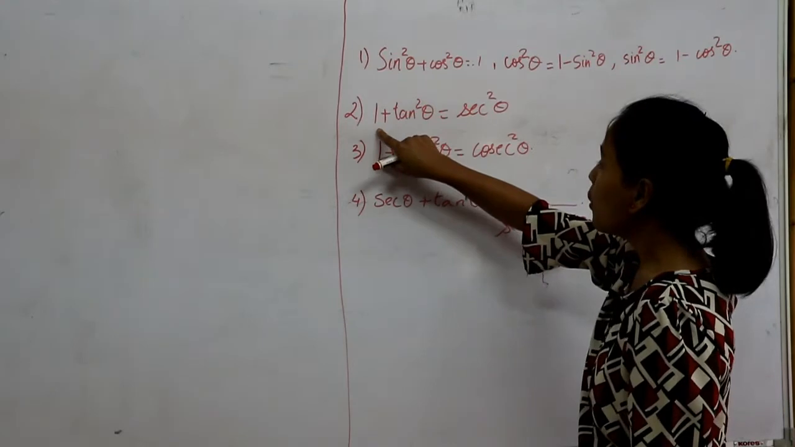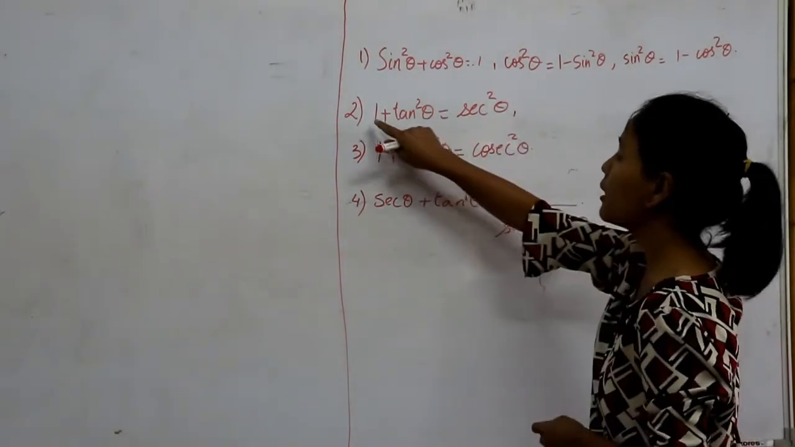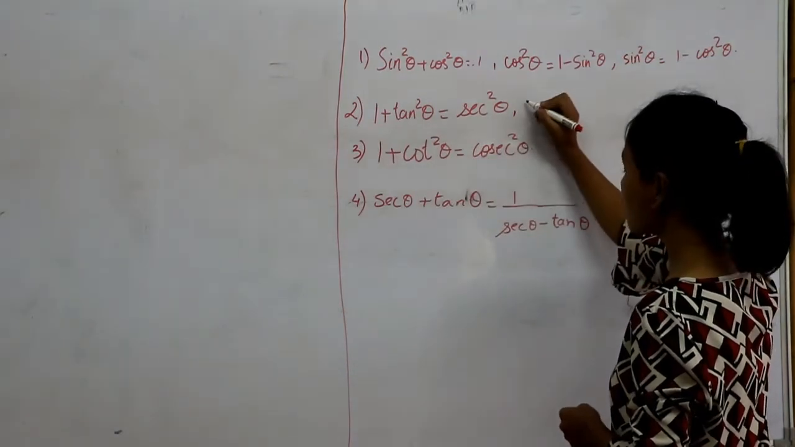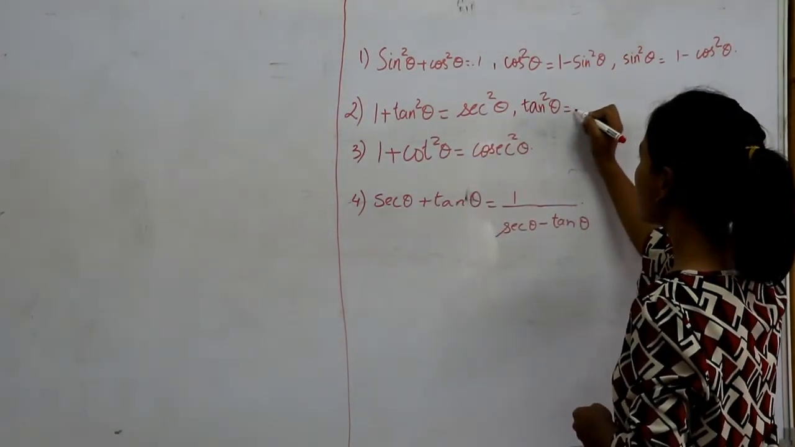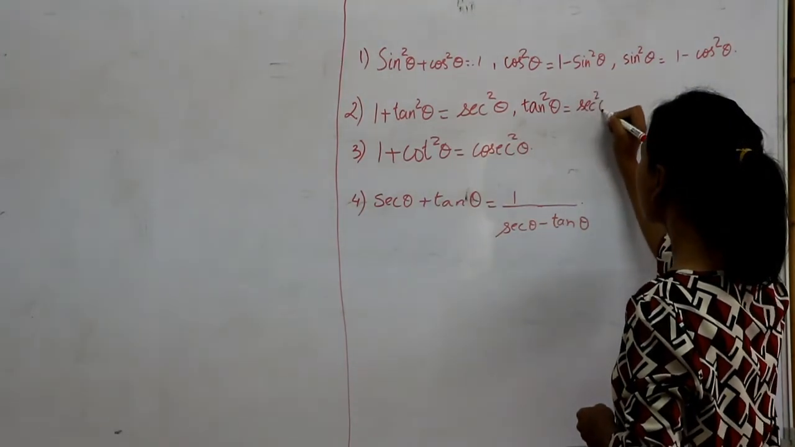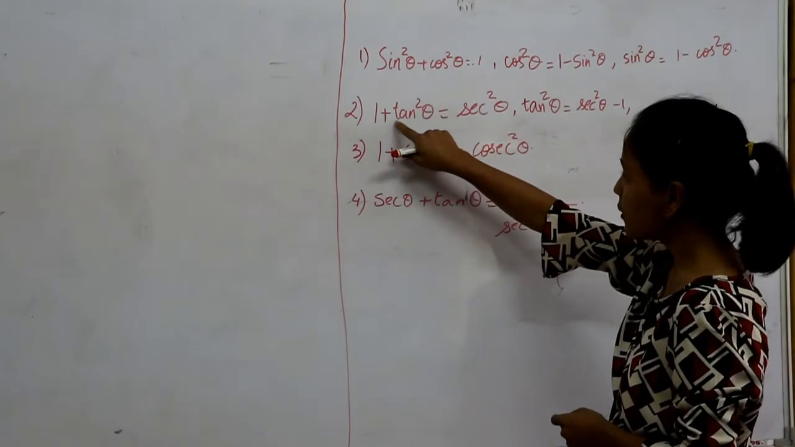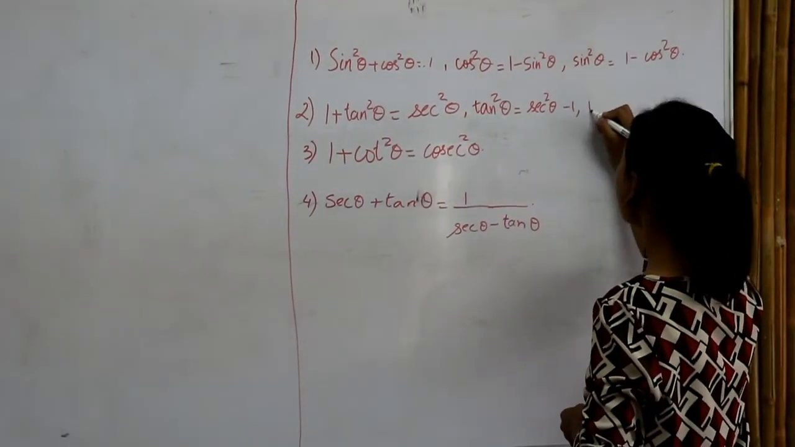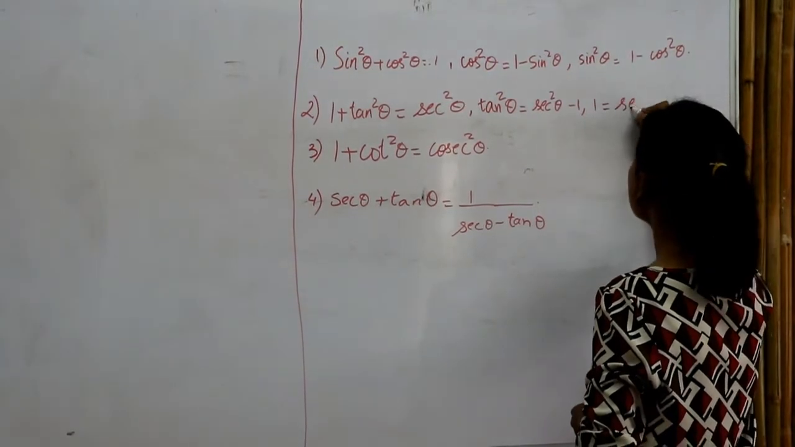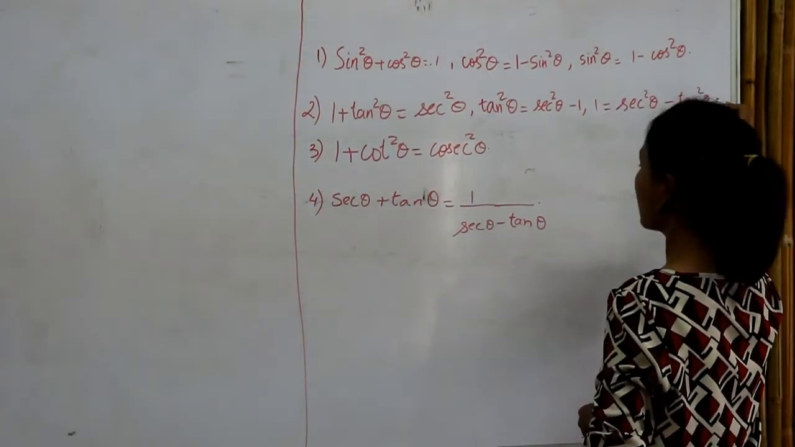Now, 1 plus tan square theta is equal to sec square theta. Again, if I carry this 1 to the other side, we will get tan square theta is equal to sec square theta minus 1. Alright, again, if I transfer this tan square theta to the other side, I will get 1 is equal to sec square theta minus tan square theta.